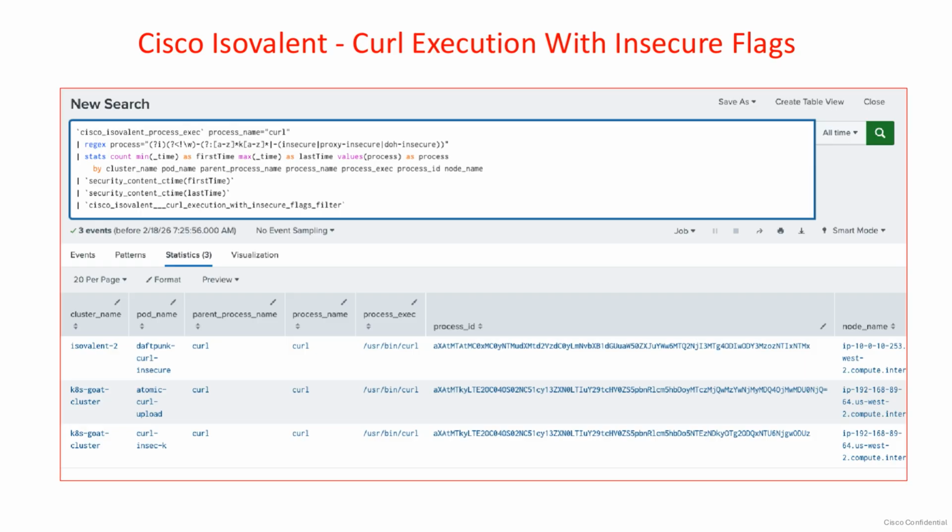Finally, by analyzing curl executions in Splunk, we track insecure flags indicating potential threats. The search results show detailed metrics such as cluster name, pod details, and execution paths, helping identify abnormal traffic patterns. This process aids in preemptively detecting threats and understanding how malicious activities exploit network vulnerabilities. Our goal is to maintain a secure and resilient network infrastructure against evolving threats.